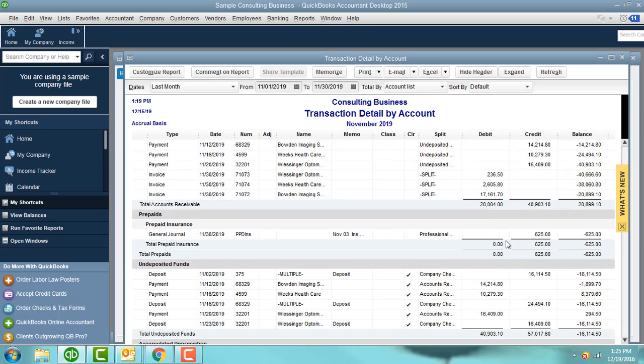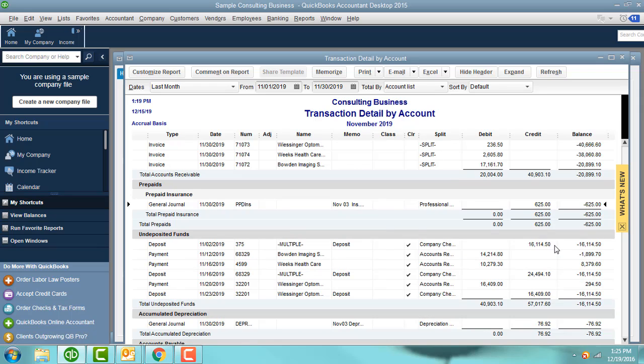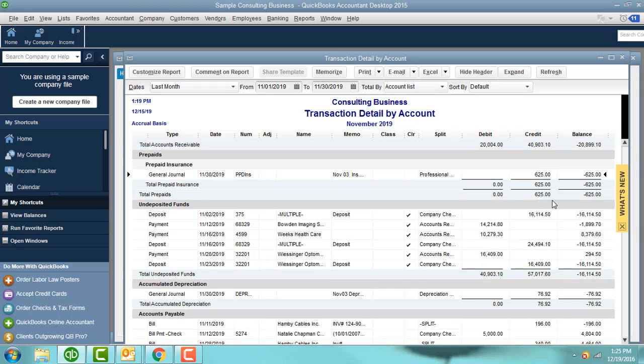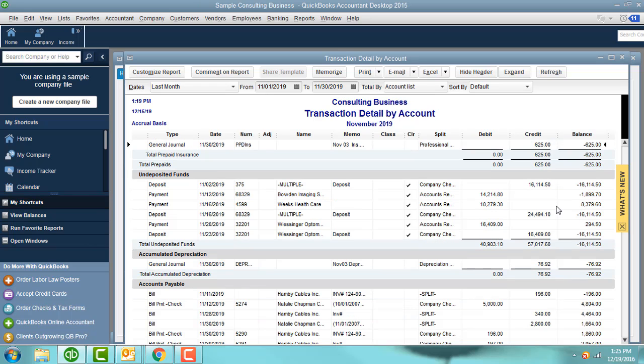Here's your invoicing. Looks like you bought some insurance, but it uses prepaid insurance as opposed to an expense. So, for example, this might be 3 months worth of insurance as opposed to 1 month, so it hits your prepaid. So just realize that money went out and went to an asset account as opposed to an expense account. Here's your undeposited funds. These are basically the payments that you receive.